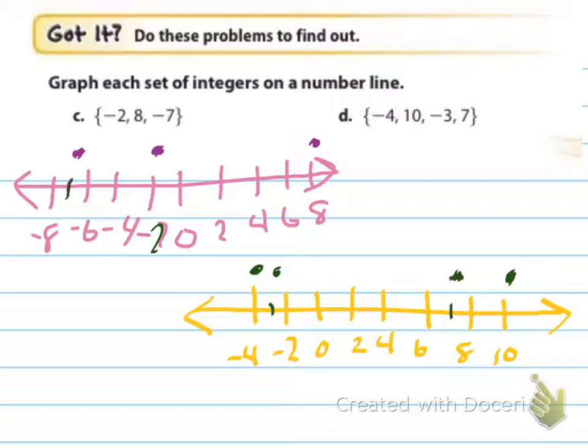For D, I skip counted from -4 to +10 by 2s, and so I have my -4, my -3 is in between -4 and -2, and then 7 is between 6 and 8, and then 10. And sorry my dots come out horribly, but when I start trying to make a circle, which of course it does for me a little bit there, it comes out crazy, and I'm sorry I can't figure that out.